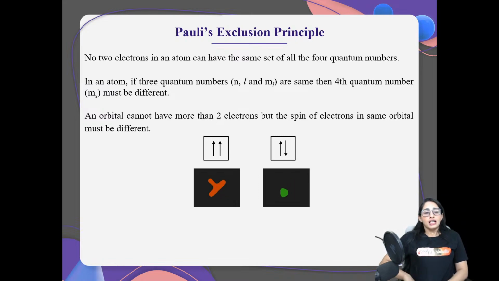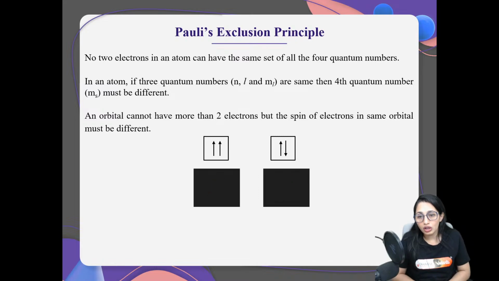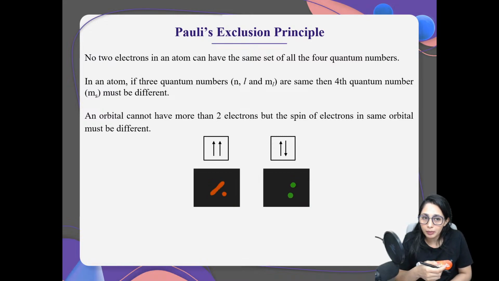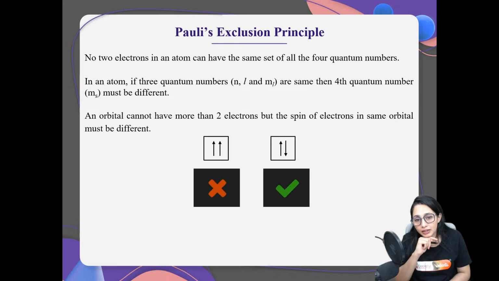So, no two electrons in an atom can have the same set of all 4 quantum numbers. For every electron, it differs. Even though there are 2 electrons in an atom, just 2 electrons like helium, both of them cannot have all 4 quantum numbers the same. Spin quantum number, magnetic quantum number, it cannot be the same. In an atom, if 3 quantum numbers are the same, then the 4th quantum number must be different. If n, l and ml are the same, then ms, that is the spin quantum number, will be different, definitely.